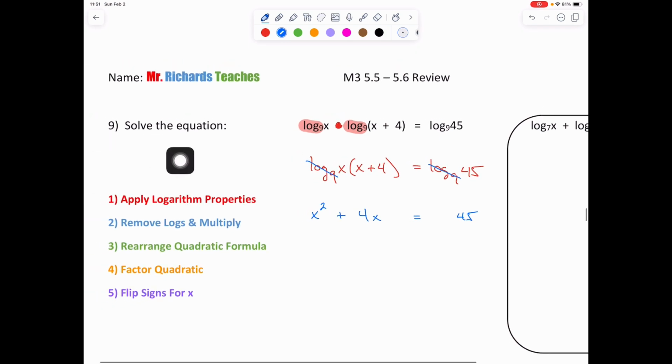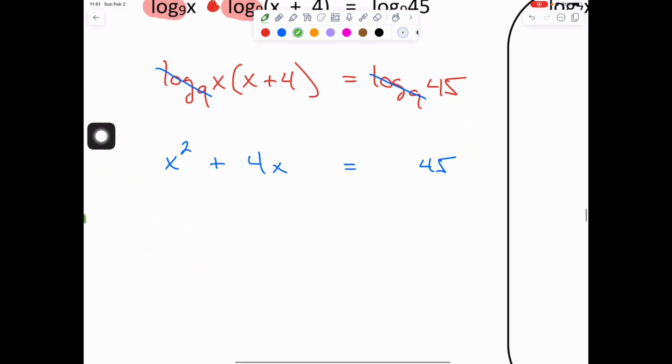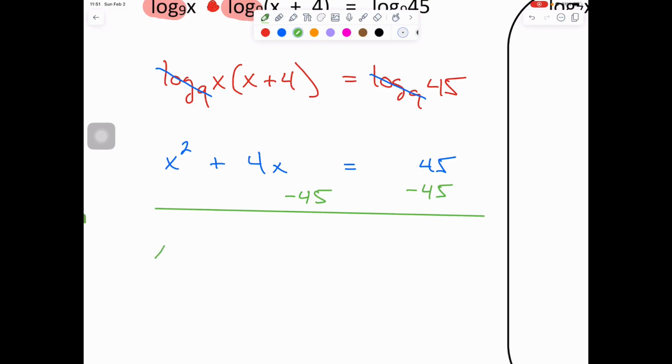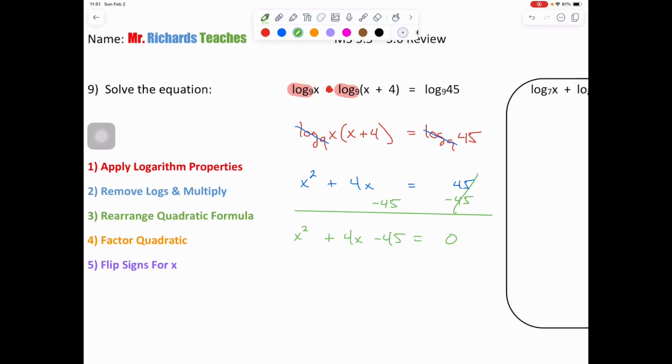Step 3 in green. Rearrange into quadratic form. Ooh, we need to get it equal to, yes, 0. And what can we do? Subtract 45 from both sides. Draw our line. Bring down your x squared. Bring down your 4x minus 45. Bring down the equals and set it to 0.